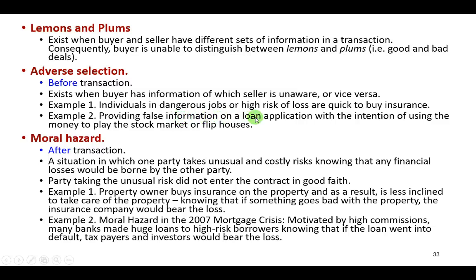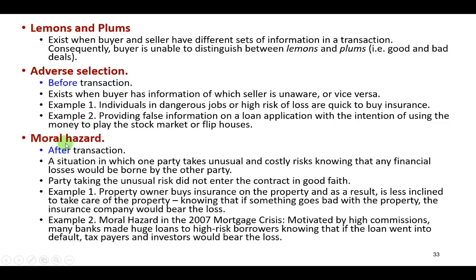Another example is providing false information on a loan application with the intention of using the funds to go ahead and gamble. So you already knew your intention ahead of applying for that loan. You misrepresented your intentions, and as a result, what you are getting ready to do after the fact would adversely impact the well-being of the lending institution, so to speak.